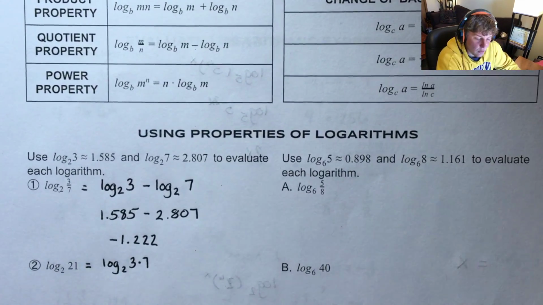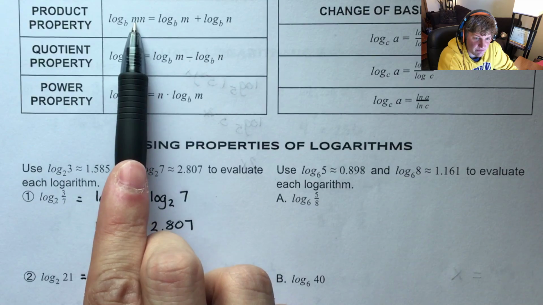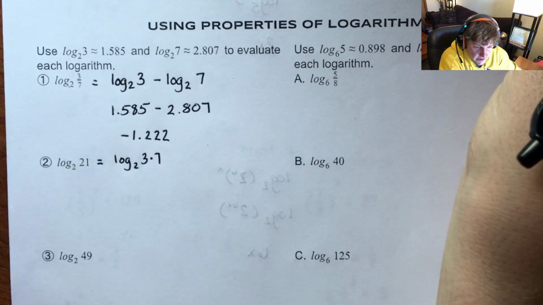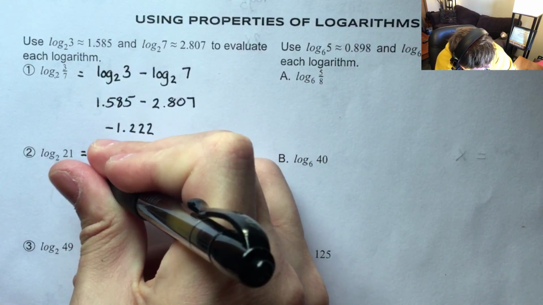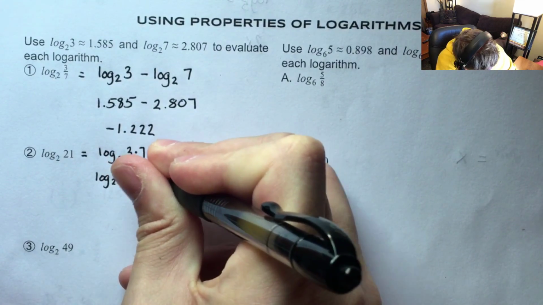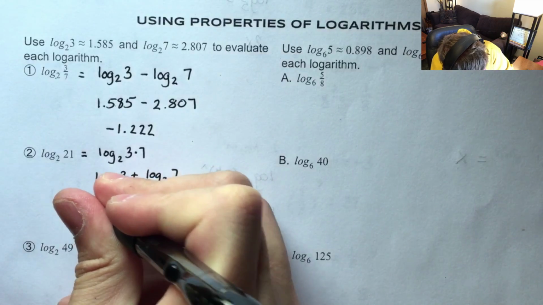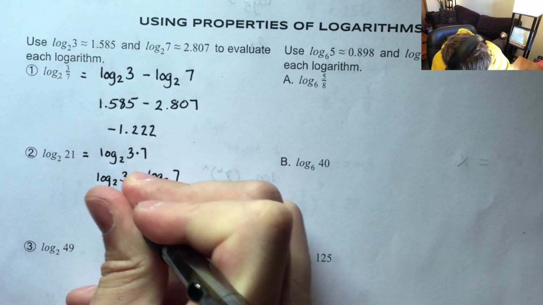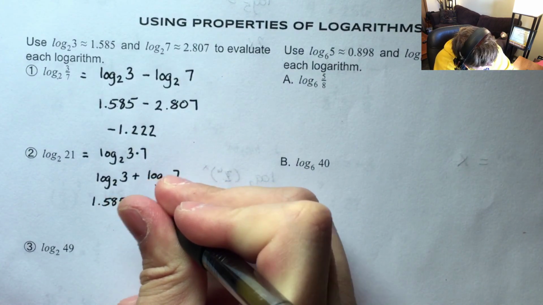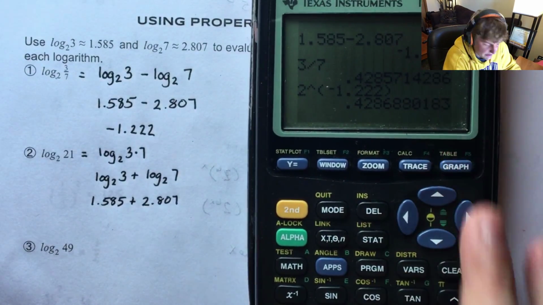Now what I have is a product, and there's a product property. I can split up the two numbers I'm multiplying into two parts and add them together with my logarithm. So now I have log base 2 of 3 plus log base 2 of 7. Log base 2 of 3 is 1.585. Log base 2 of 7 is 2.807. And now I just have to add those numbers together.